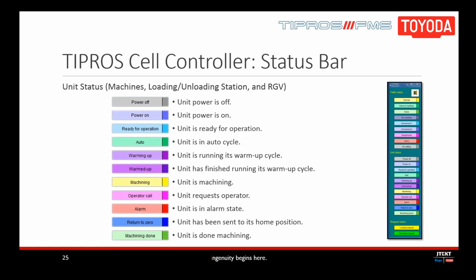All right, if the machine is yellow, then we've got a part in the machine being cut, and a purple-pink type of color means that operator assistance is required. And again, anything red would be bad as it has an alarm. RGV blue color shows that it has returned to its home position, and when machining has turned green, that means that the machine has done cutting the workpiece.